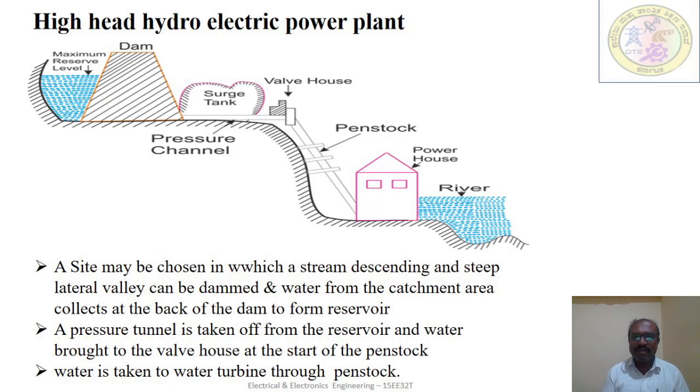After a duration, if the plant starts continuing the electrical energy production, once again the water is fed to the turbine. Here the surge tank is very important, and it plays a very important role in absorbing this pressure swing in this plant.